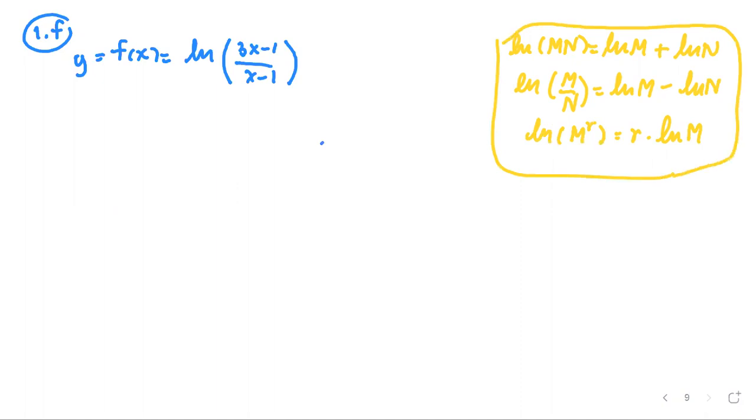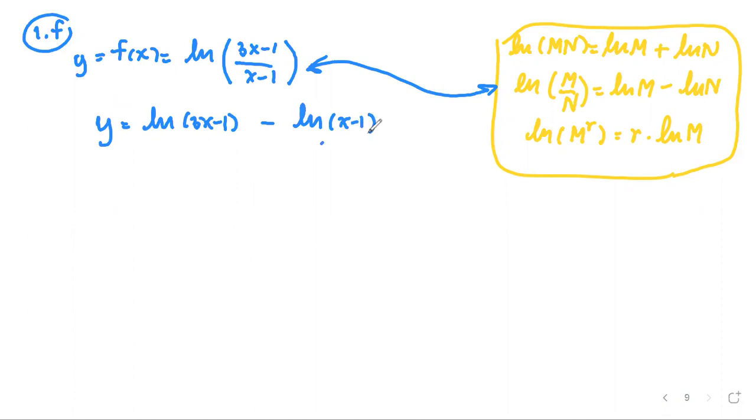In this problem, we have log of the quotient. See the quotient, we're going to apply the second property. The numerator is 3x minus 1. The denominator is x minus 1. So the expression for y will be natural log of 3x minus 1, or log of the numerator, subtracted by log of the denominator. Okay, we get y as the difference of the two logs, which is simpler now, much simpler.